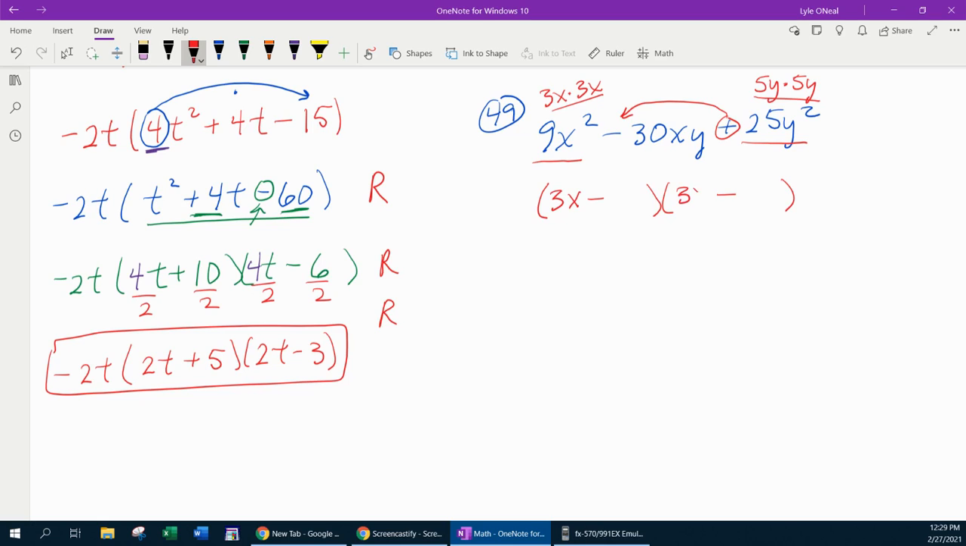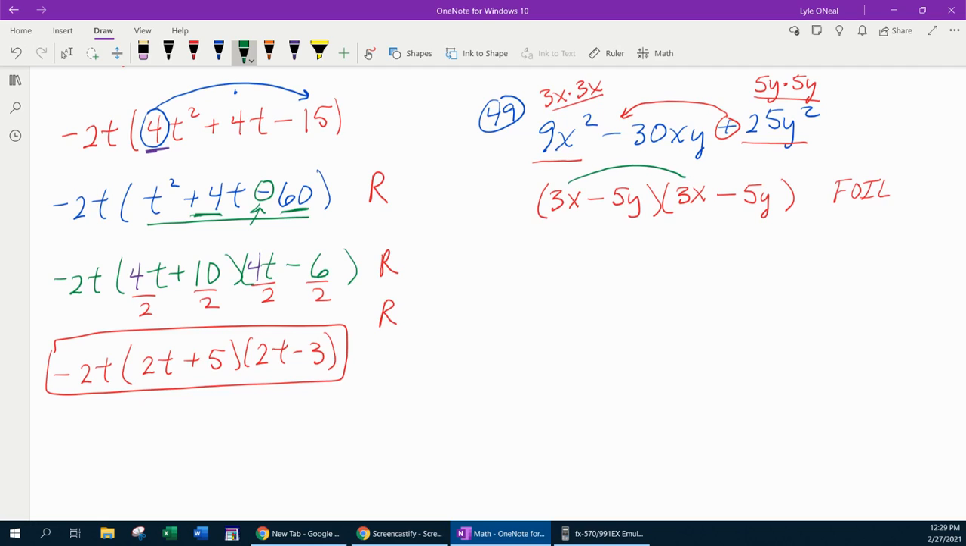3x and 3x, 5y and 5y. Now for these perfect square trinomials, I would highly recommend that you FOIL and check. So I am going to demonstrate the FOIL and check process, to show you how you make sure you have the right answer, okay?